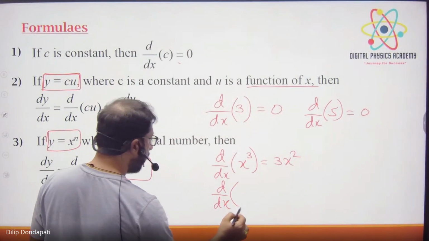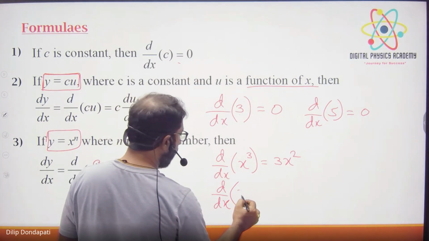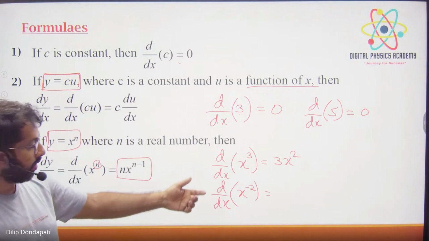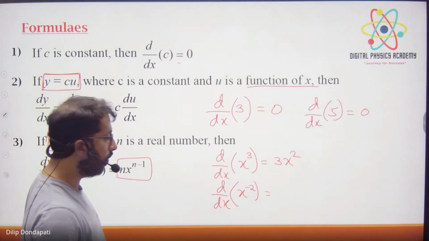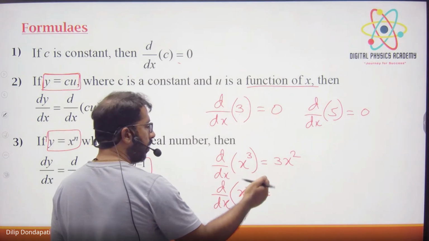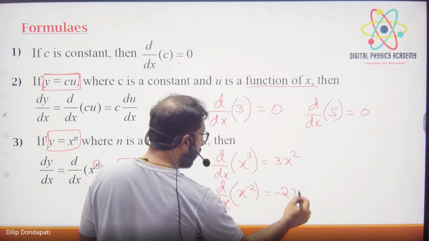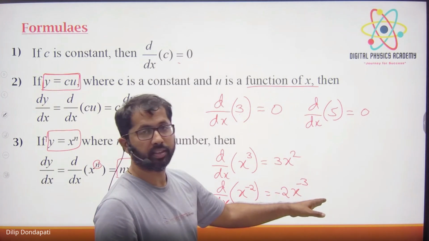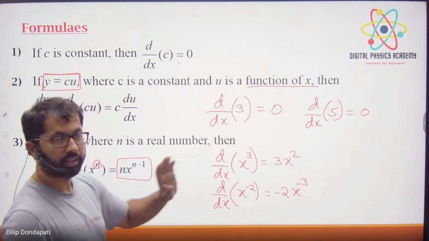Tell me, x power minus 2. You tell me, Anik, what will be the formula for x power minus 2? n into x power n minus 1, so minus 2 into x power minus 3. We should say like this: minus 2 x power minus 3.